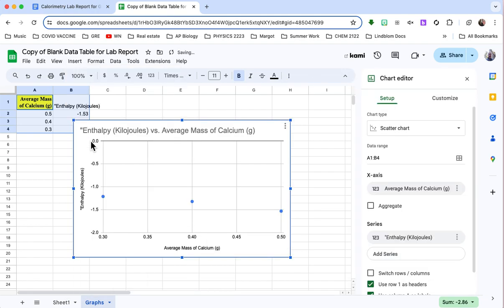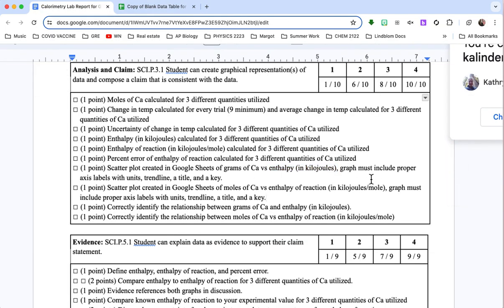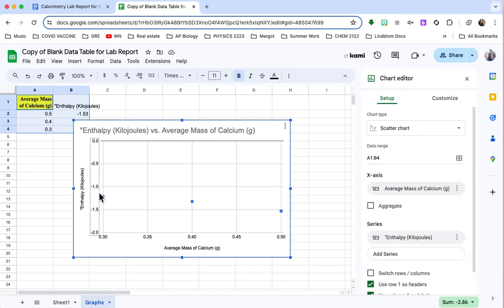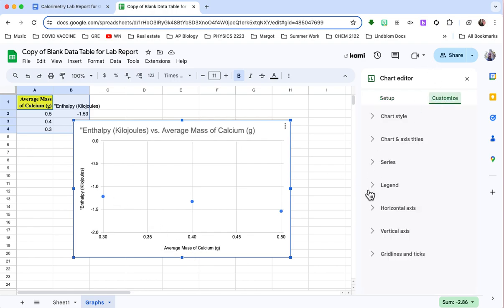chart, and I have a scatter plot. Okay. I look back, and it also is asking for proper axis labels with units, a trend line, a title, and a key. Okay, so I have my title, I have labels with units. I do not have a trend line, so I'm going to come over here.